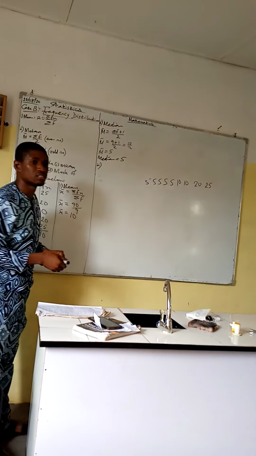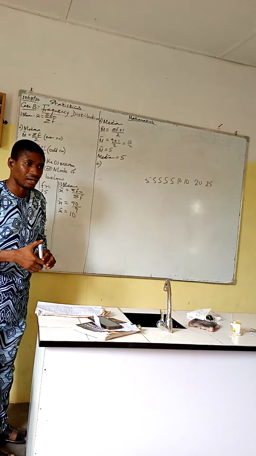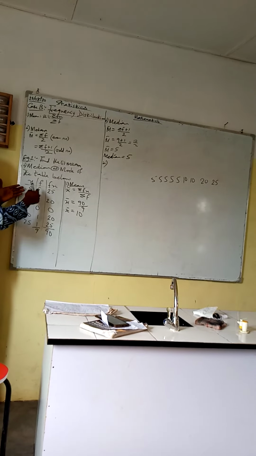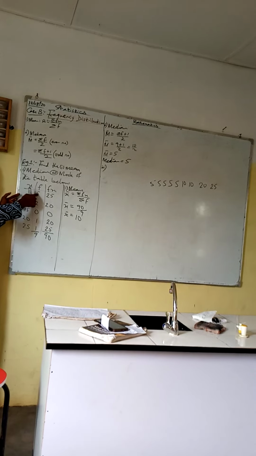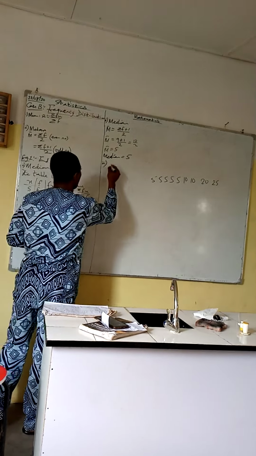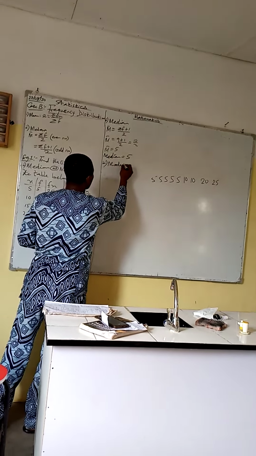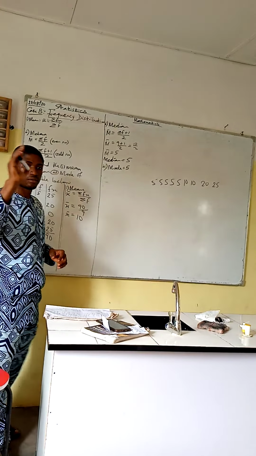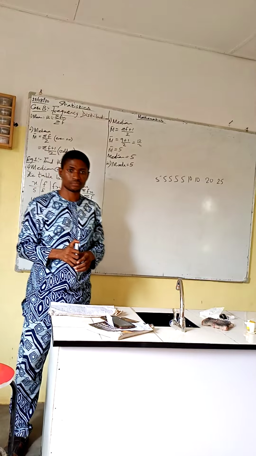The next one is the mode. Mode is the value, the number, with the highest frequency. Which number has the highest frequency here? The highest frequency here is 5. So which number has 5? 5. Our mode is 5. Thank you. Let me do one more.